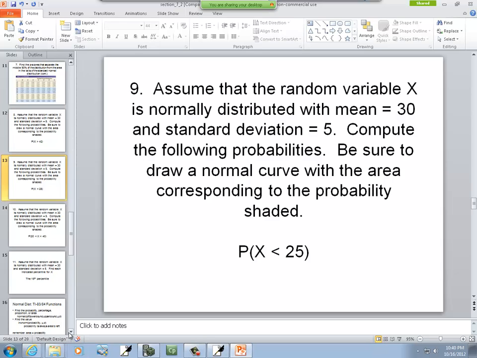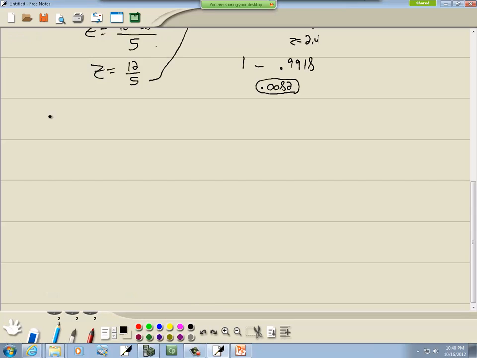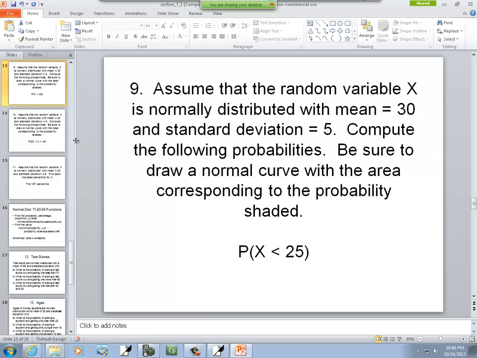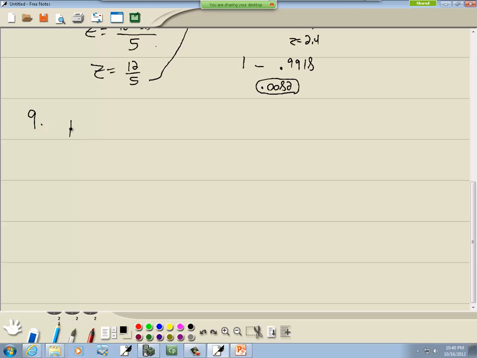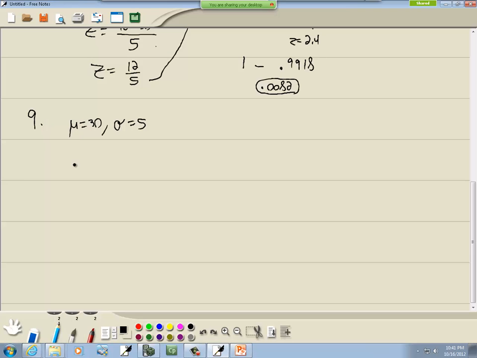These kind of encompass all the different cases again. And do I have room here? I probably do. So assume that random variable x is normally distributed with a mean of 30 and standard deviation of 5. So mu is 30, sigma is 5. It says compute the following probabilities. Be sure to draw a normal curve with the area corresponding to probability shaded. Probability x is less than 25.